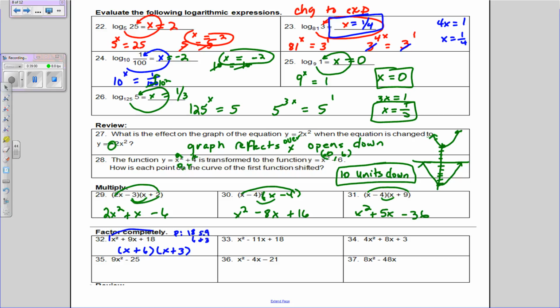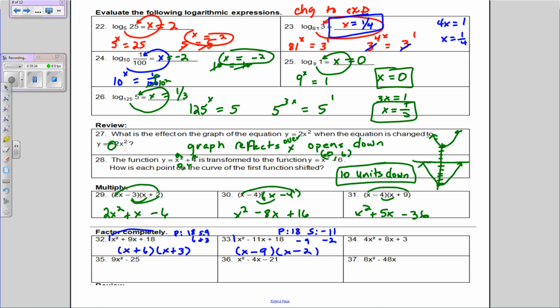We get a shortcut for 33 also because there's a 1 in front of x squared. If our product is 18 and our sum is negative 11, we want two negatives, so it's negative 9 and negative 2, and then go straight to parentheses. X minus 9, x minus 2. I'm going to come back to number 34 because we need more room to work, and I'll erase around there. Let's first get down to number 35.